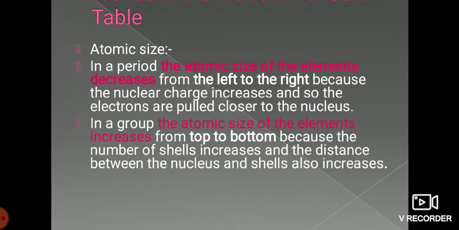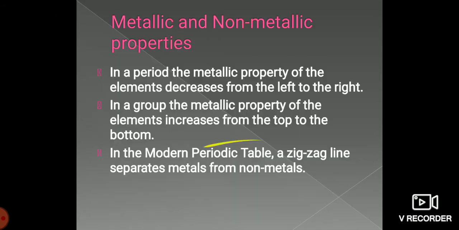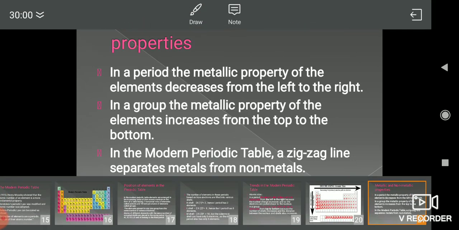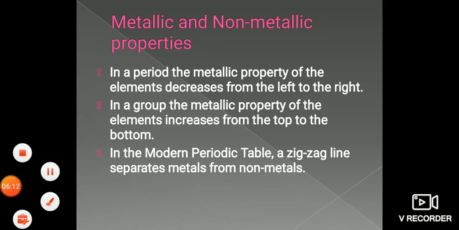So I think, depending on the atomic size, you are clear about what will happen if you are moving in a period from left to right, and in a group from top to bottom. So I think it has been clear. Let us move towards the next trend, that is metallic and non-metallic property.